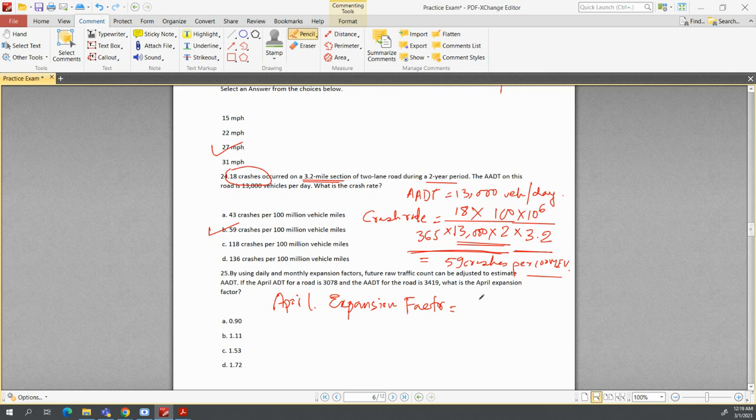So that will be the ADT for the road divided by the April ADT. The ADT for the road is 3419 and the April ADT is 3078. This gives us 1.11. This is the answer.